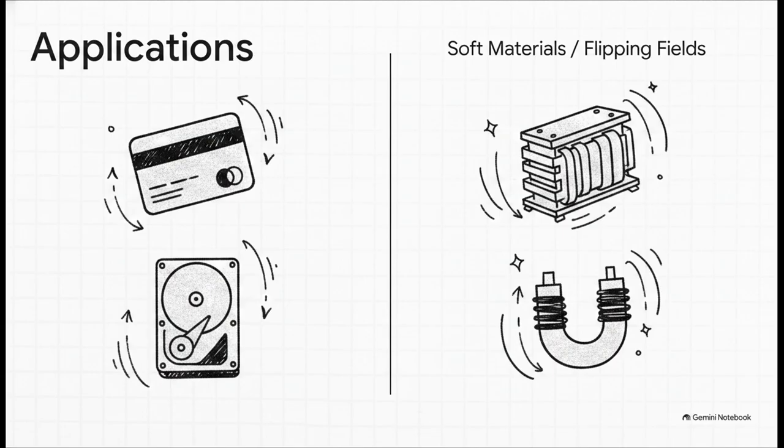So how do we actually harness this out in the real world? Well, we use hard materials for anything that needs permanent memory. Think about the magnetic stripe on your credit card or your computer's hard disk. We absolutely want high retentivity there. But for devices that have to constantly flip their magnetic fields, things like transformers and electromagnets, we desperately need to use soft materials. That's how we minimize energy loss and keep the whole system running super efficiently.